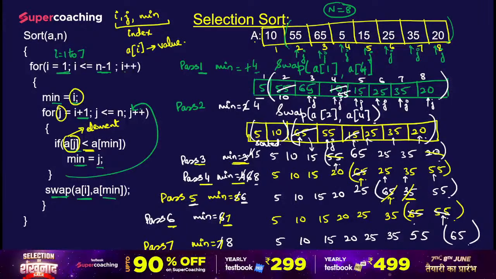So if you observe here, how many passes are we applying? और आप इस code को execute करके देख सकते हो. You can analyze this code. Here, the outer for loop is starting from 1 and it is going till n minus 1. That means this loop is executing for n minus 1 times.